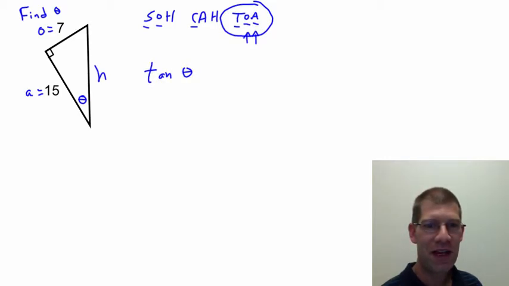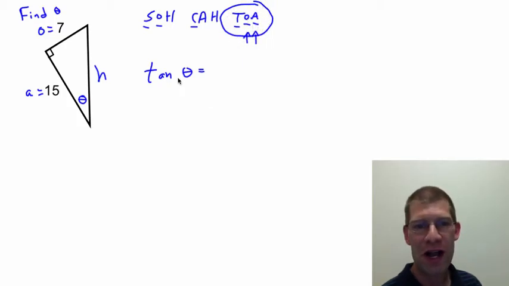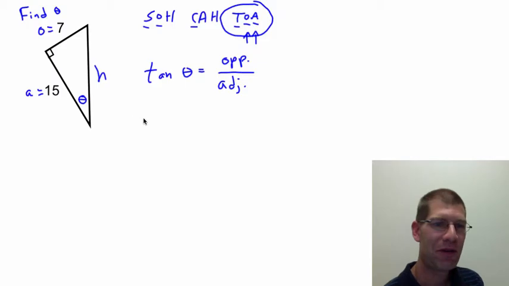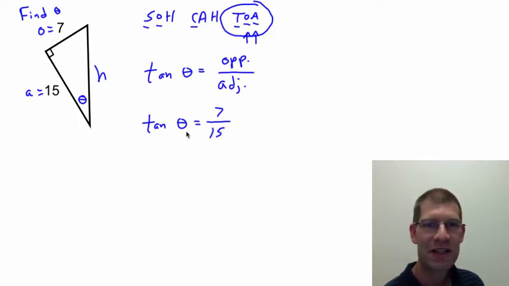So tangent of theta. We go from the TOA, or through our alley, and write out our trig ratio. Tangent of theta equals, the O stands for the opposite leg, divided by the A, which is the adjacent leg. Like I said, getting here sometimes is half the battle for people. Well, we still don't know theta, so we'll just write tangent of theta, but now we have our opposite, which is 7, over our adjacent leg, which is 15. So tangent of theta equals 7 over 15.